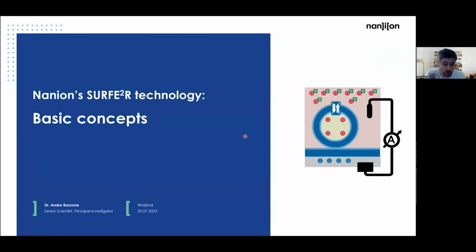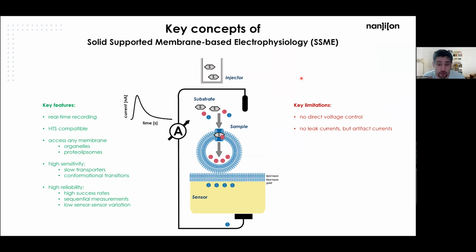So starting with the basic concepts. As George already introduced, the surfer instruments are essentially pipetting robots. They will inject solutions containing the substrate of the target protein, thereby introducing a substrate gradient that acts as a driving force for the transporter or the channel, and at the same time as a stimulus for the recording. So once you apply a substrate, the substrate gradient will trigger the flux of charge across the sample membrane.